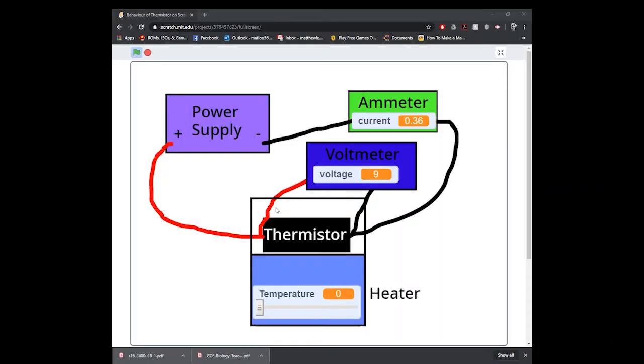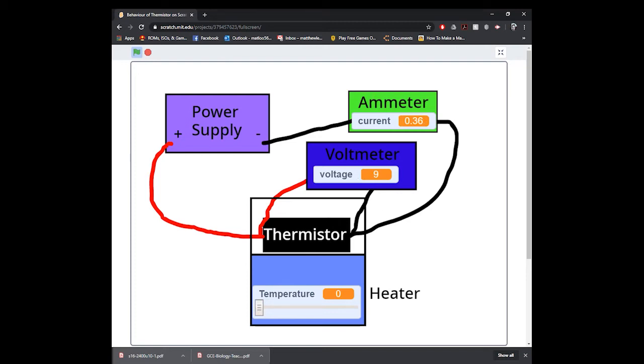So in this video we're going to investigate the behaviour of a thermistor. Thermistors, thermal, thermometer, mean they are resistors that react to temperature. So what we're going to do in this video is show you how to use, again, Scratch. I've done this for this, to see what happens as we increase the temperature on this thermometer to the voltage and current that go through it.